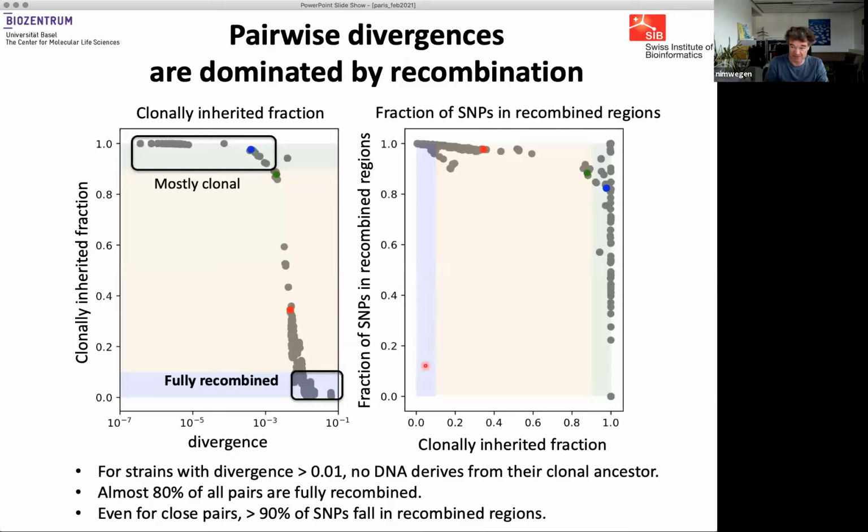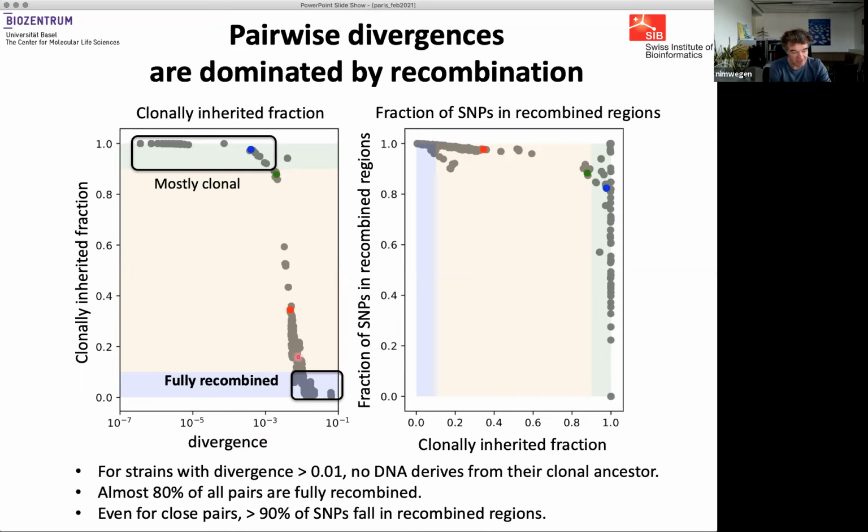It's probably best to show it in this way. So we built a mixture model where we model the alignment as a mixture of clonally inherited regions and recombined regions. For each pairwise alignment, we can calculate the fraction of the genome clonally inherited, the divergence in the clonally inherited regions, and the divergence in the recombined regions, and from that we can estimate what fraction of the differences between the pair of strains came from recombination versus mutations on the clonal phylogeny. And then you see that up to some distance of about 10 to the minus 3, most of the genome is clonally inherited.